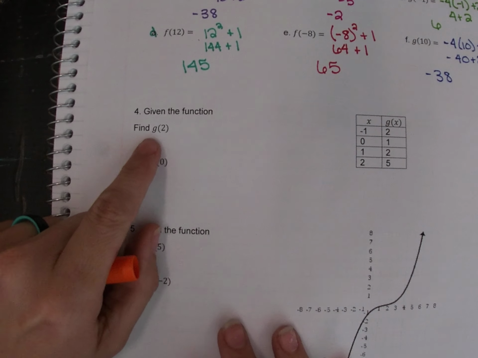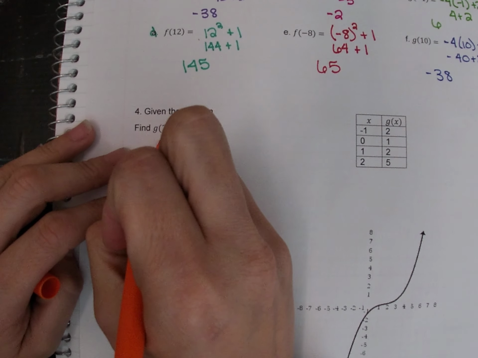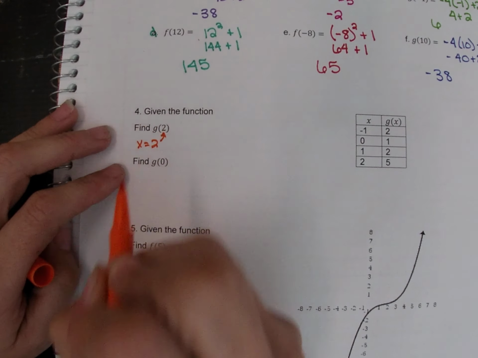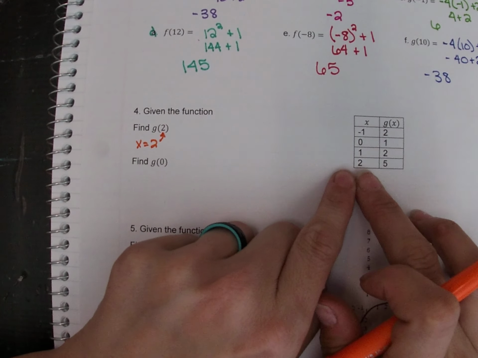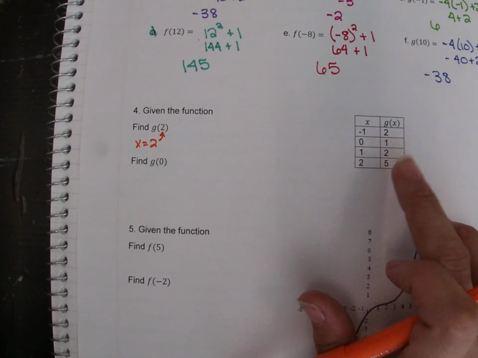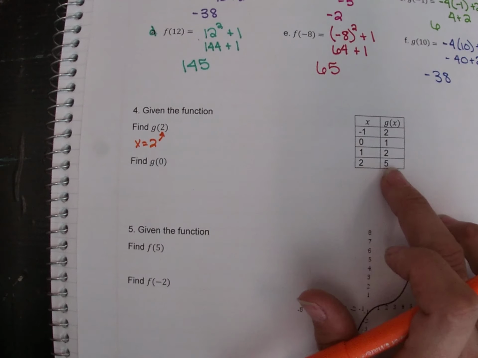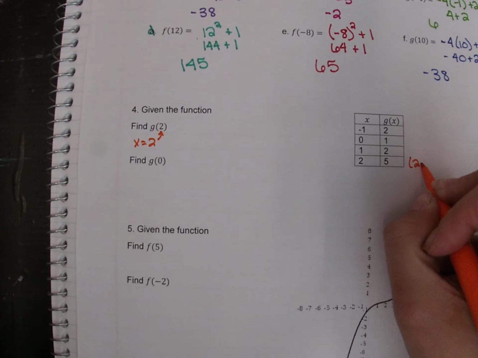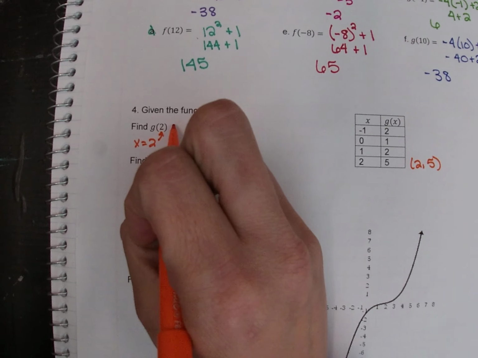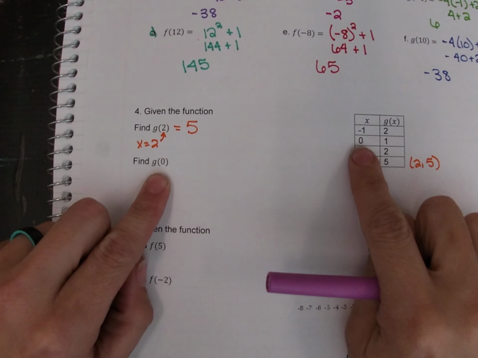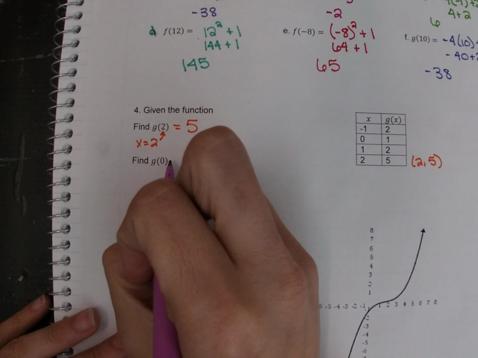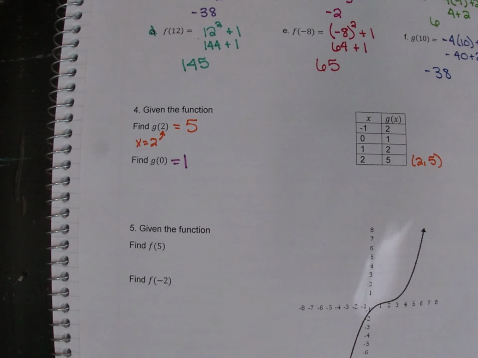When it says find g of 2, remember this says that our x value equals 2. So if we look over here at our table, when our x value equals 2, we know that our y value equals 5. It tells us this is the ordered pair 2, 5. So when g is 2, our output value is 5. Same thing on our next one. We have an input value of 0 that tells us in our table that our output value should be 1.